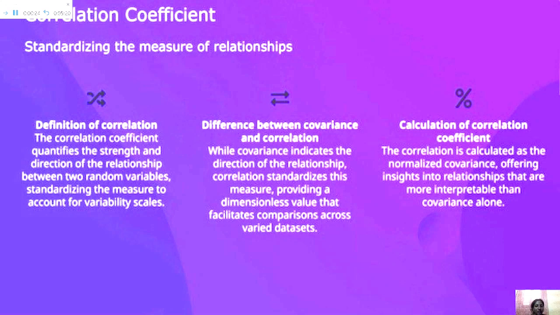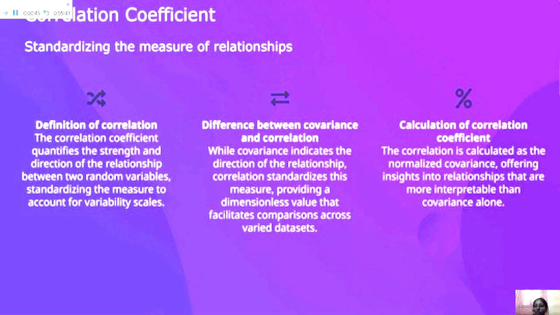Difference between covariance and correlation. While covariance indicates the direction of the relationship, correlation standardizes this measure, providing a dimensionless value that facilitates comparisons across varied data sets.